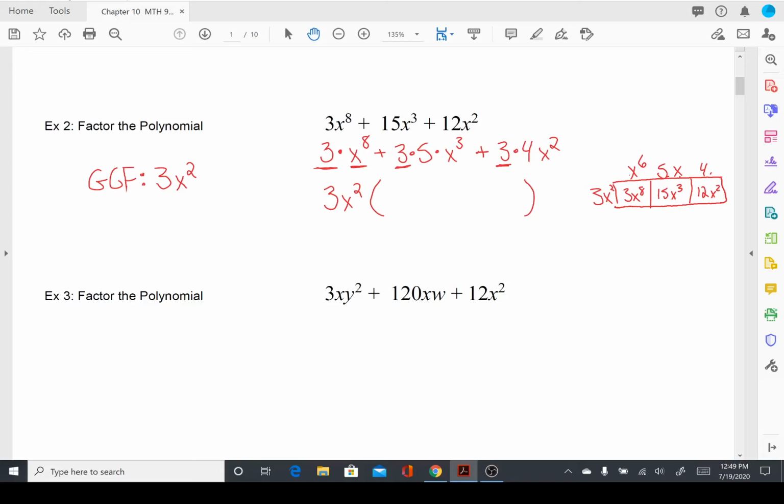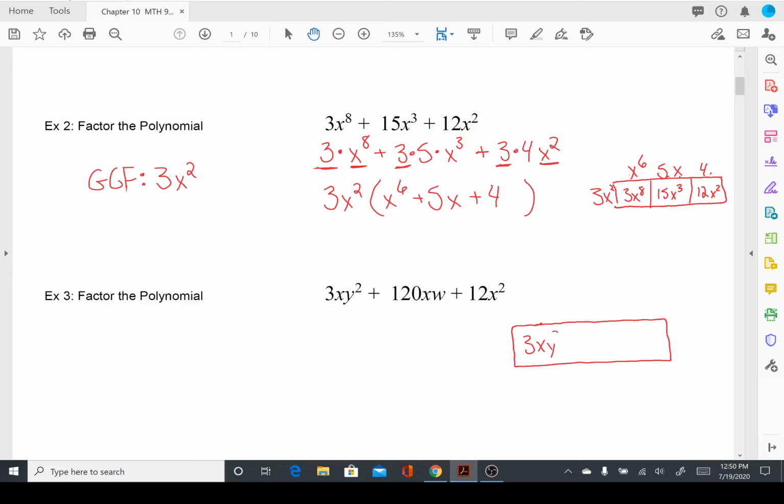Or if you're doing the method over here, you have taken a 3 out and you've taken 2 x's out. What's remaining is x to the 6th. You've taken the 3 out. What's remaining? The 5. You've taken 2 x's out. 1 x is left. Same thing here. The only thing left is the 4. You took the 2 x's out and the 3 out. Okay, with this last one, I'm just going to do the area method.